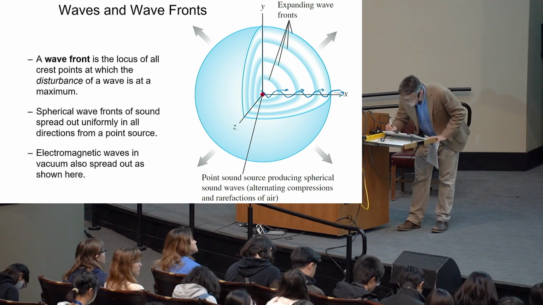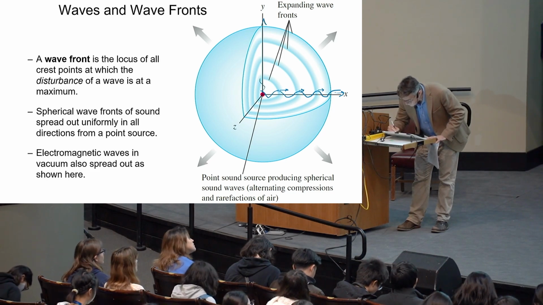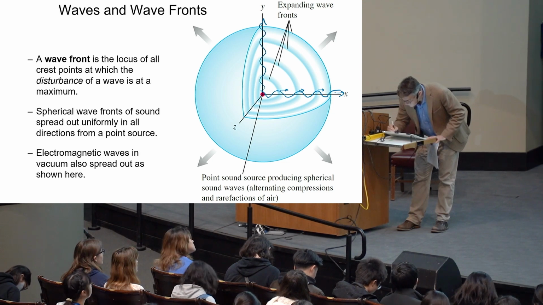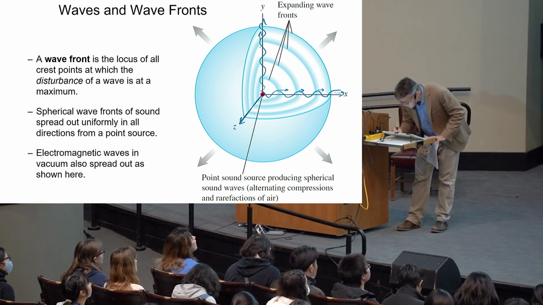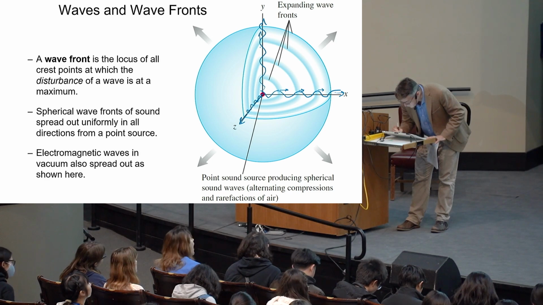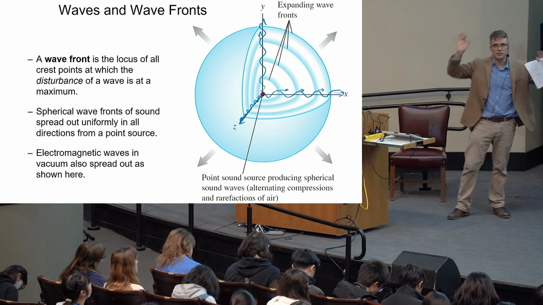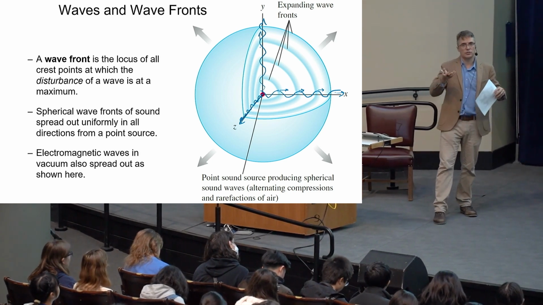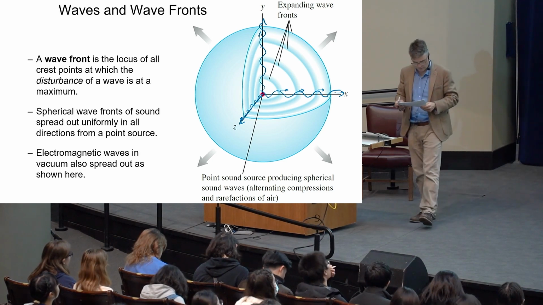Similarly, along the y-axis, there's a trough and a crest and a trough and a crest and a trough and a crest. These are all traveling outwards like that. And similarly along the z-axis, it's going up and down and up and down. In all directions, these waves are traveling out. And that's what you're mapping: the high pressure points as being the wave fronts.